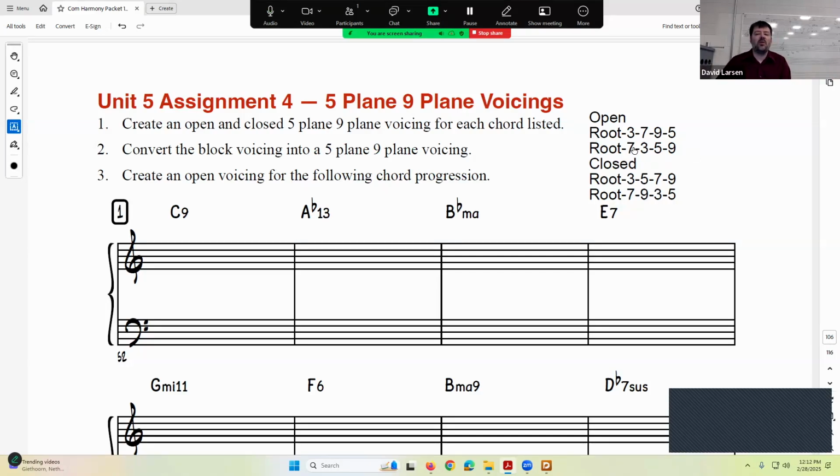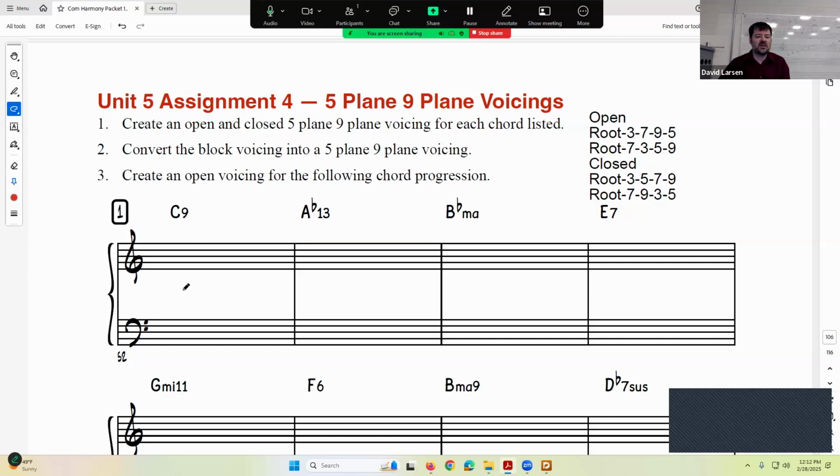Okay? Now, the root does not need to be anywhere near the voicing. You can just go ahead and throw the root in the bass clef nice and low, done. So the root is separate, and then you just fill in the blanks.